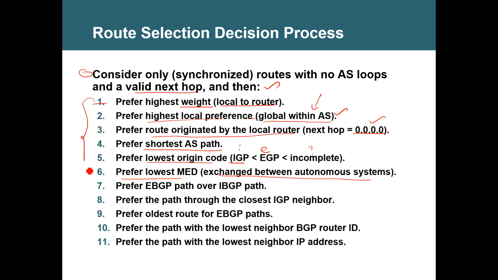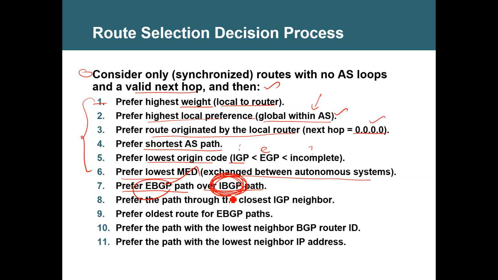Now, if there is a tie in the first 6, it prefers the neighbor which is eBGP over IBGP. I have two neighbors advertising to me. One is an eBGP neighbor, the other one is an IBGP neighbor, and the first 6 are a tie. Then I prefer eBGP over IBGP. See, if I have eBGP and IBGP, I prefer the eBGP neighbor as the path, as the exit, as the direction. What if both are IBGP?